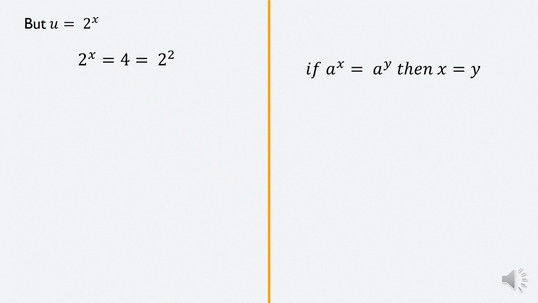Now we can replace u back with 2 exponent x. So that 2 exponent x equals 4, which is the same as 2 squared. And now we know the bases are the same, we can equate the exponents. So I can say x is equal to 2. And also we have 2 exponent x equals minus 8, and that has no solution. So the final answer is x equals 2.